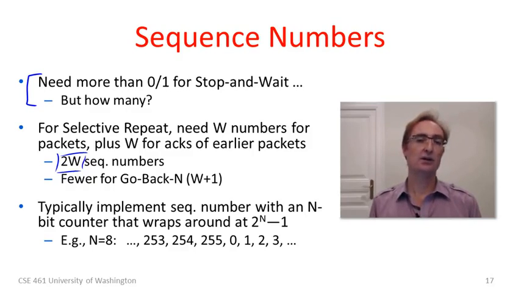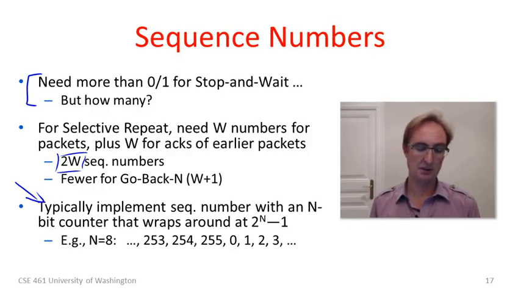But it doesn't worry too much because usually we would not get too tight on the number of sequence numbers we need. Typically, sequence numbers would be implemented with an n-bit counter. That's a number that would simply climb up to some power of 2, and just as it is about to get there, it will wrap and go to 0 again.